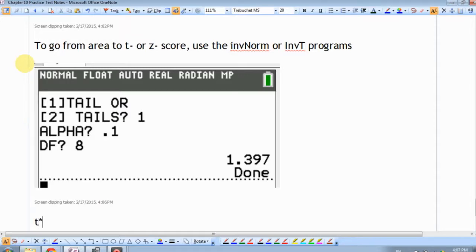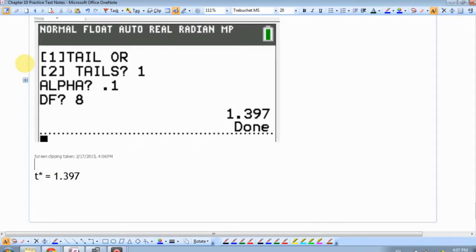So that gives me my T star. T star is equal to 1.397. Is that all it's asking for? That's all it's asking for. Okay, so to put it in the inverse T, infer the one tail, the area is 0.1, and the degree of freedom is 8. Is it always going to tell you the degree of freedom? It has to tell you the degree of freedom if you're using a T. An alternative way of telling you the degree of freedom is to tell you the sample size as well. Remember, the degree of freedom is equal to sample size minus 1.